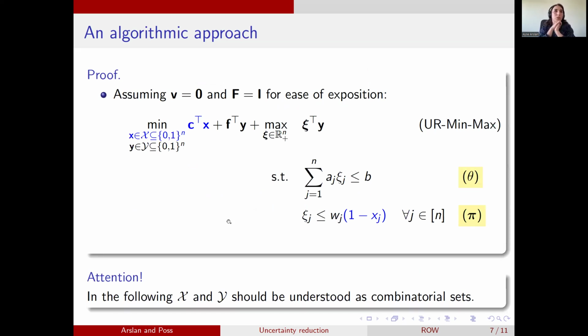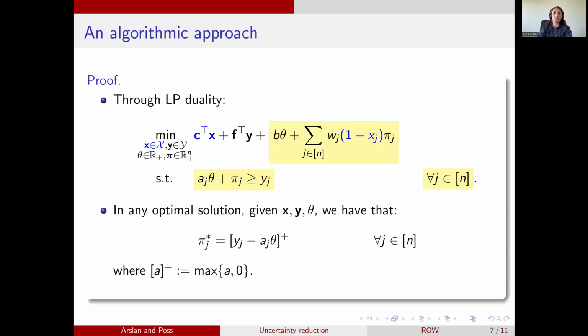So for the proof, I'm going to assume that the parameter V is equal to 0 and the matrix F is identity. So I'm going to come back to this kind of problem where V has disappeared from the right-hand side here and F has disappeared from the objective function. Okay. And in the following, in order to get rid of some of the notation, I'm going to assume that X and Y are combinatorial sets, and I'm not going to write this notation here. Okay, so the first thing that I'm going to do on this problem is to write the linear programming dual in order to obtain this model with the dual variables theta and pi. The objective function is expressed in terms of these variables, and then of course the constraints that are coming from the constraints of the uncertainty sets.